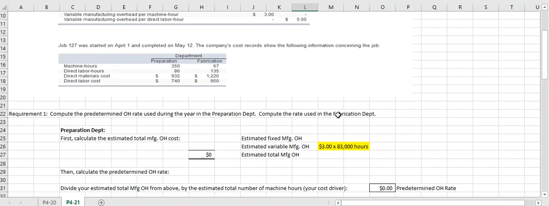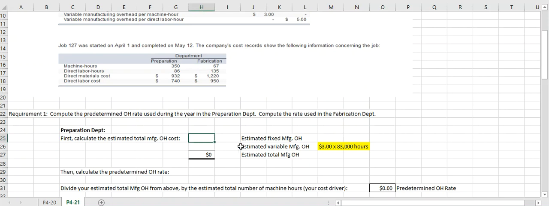So now that we've noted that, let's come down here, and requirement 1 says compute the predetermined overhead rate used during the year in the preparation department and in the fabrication department. So we have two different departments we're going to have to do these calculations for. So I've kind of laid out a template to help us along. So first we're going to work in the preparation department. We're going to calculate the total manufacturing overhead so that we can calculate that predetermined overhead rate that we are going to use.